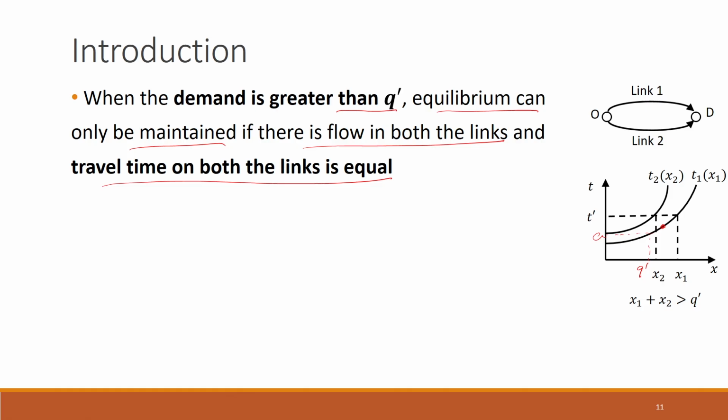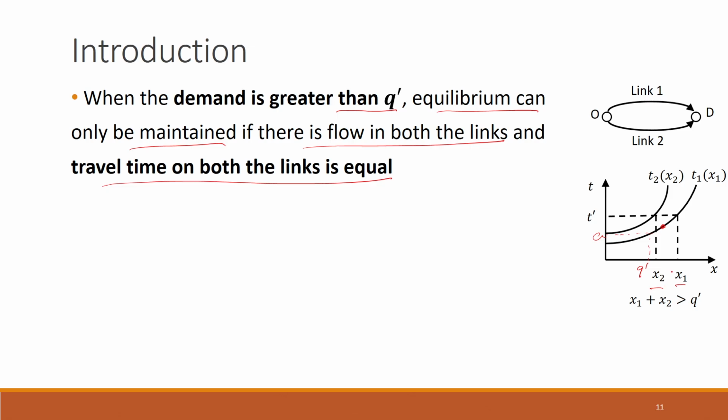So in this situation the only possibility is that both the links will have to have flow passing through them. In order for the equilibrium condition to be maintained, the travel time on both the links has to be equal. Only in that situation is there no incentive for any traveler to change. That tells you there will be a unique solution to this problem, because only one case will satisfy that x1 plus x2 is equal to the total demand. Suppose the total demand is q.